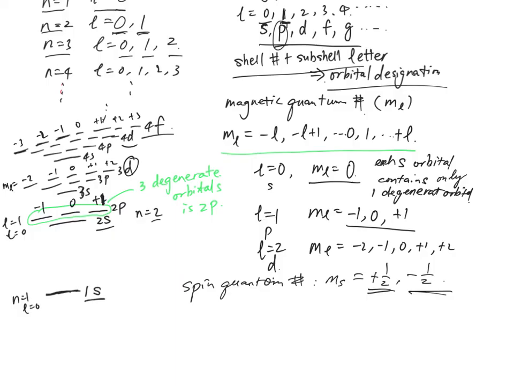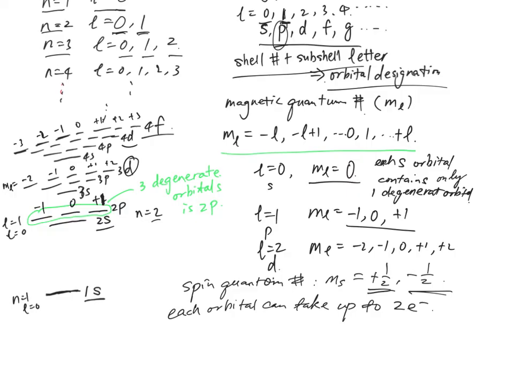Majority of the time, each orbital can take up to 2 electrons. Okay, they could accommodate 2 electrons.